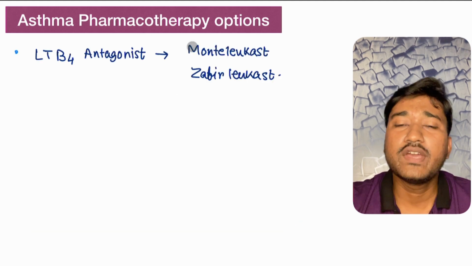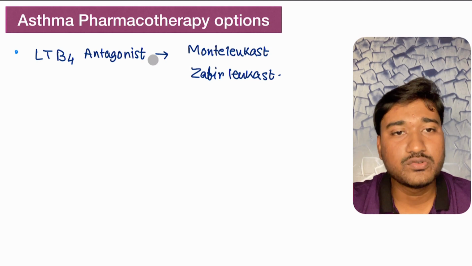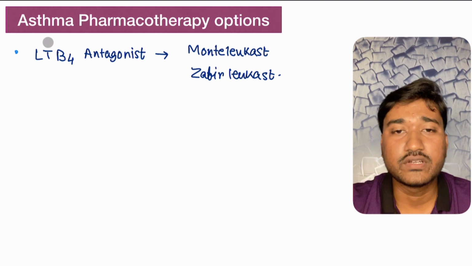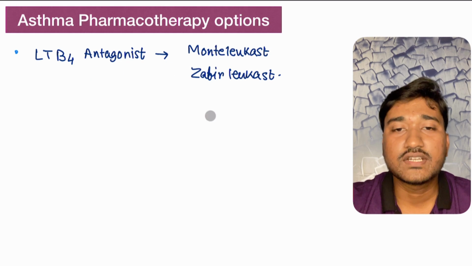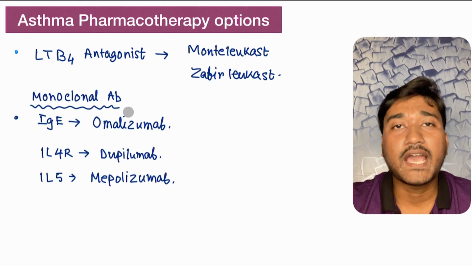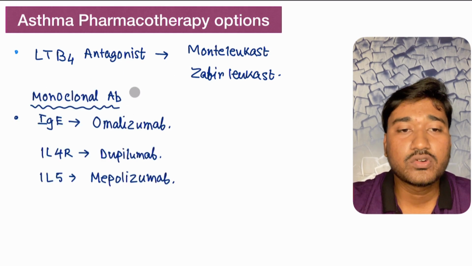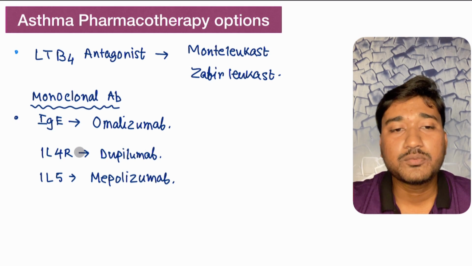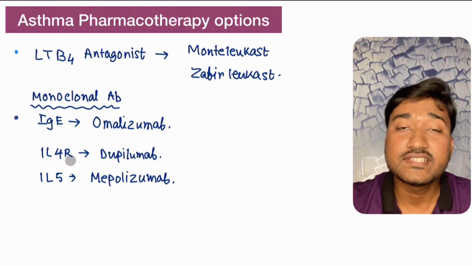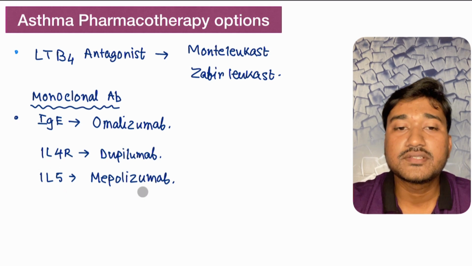Okay, we do have some other drugs which could be used in asthma, like LTB4 antagonist, which is leukotriene B4 receptor antagonist, montelukast, zafirlukast. We have some biologics here, that is monoclonal antibodies, anti-IgE antibodies, omalizumab. We have anti-interleukin 4 receptor antibodies, which is dupilumab, and also interleukin 5 antibody, which is mepolizumab.